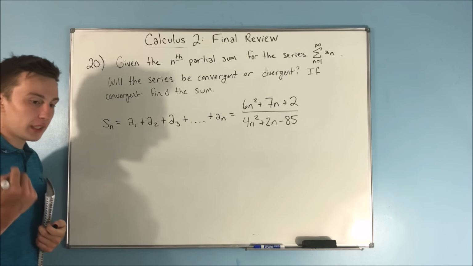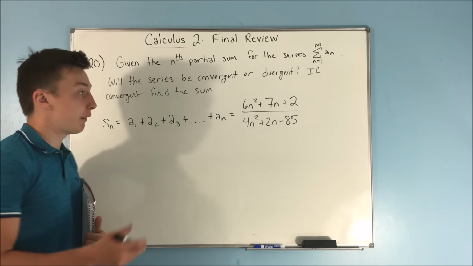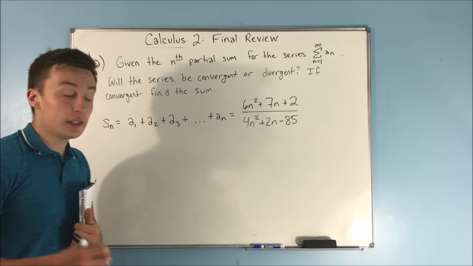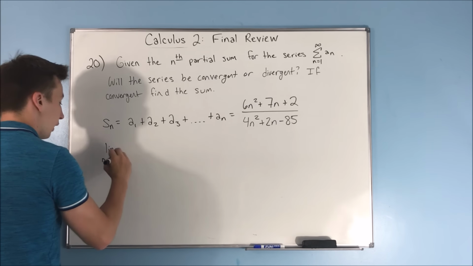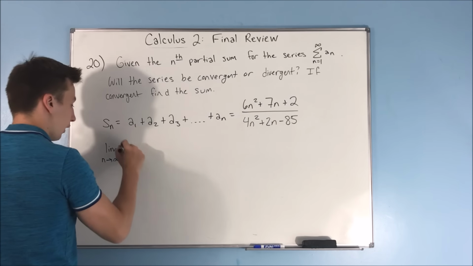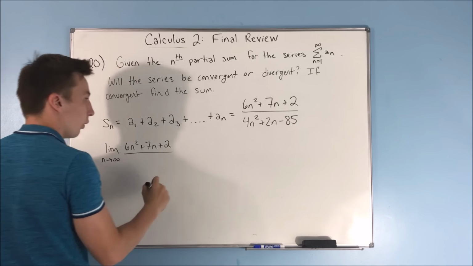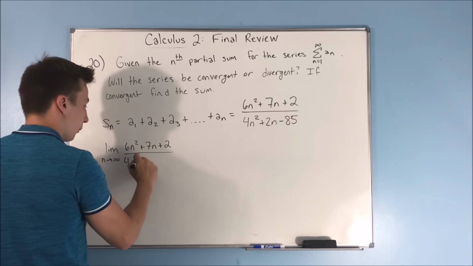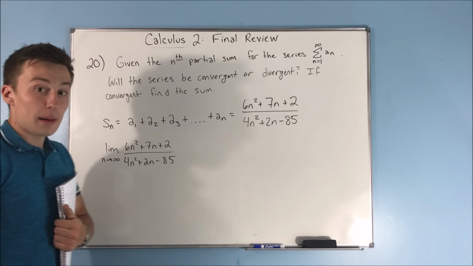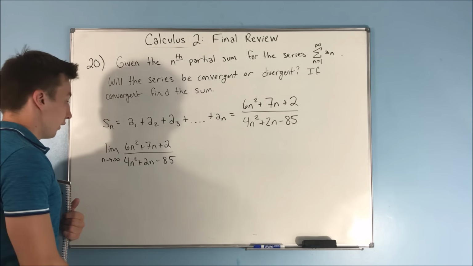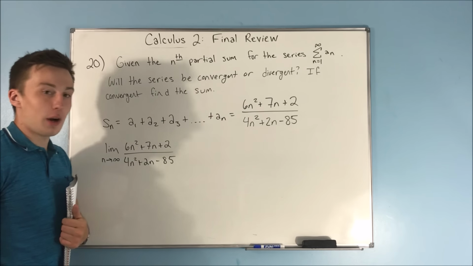So instead of taking the limit as n approaches infinity of a sub n, which we would do for sequences to see if it converges or diverges, for series, we take the limit as n approaches infinity of s sub n. And s sub n is right here. That's 6n squared plus 7n plus 2 all over 4n squared plus 2n minus 85. Now, if you want to do this the hard way, divide everything by n squared or use L'Hopital.